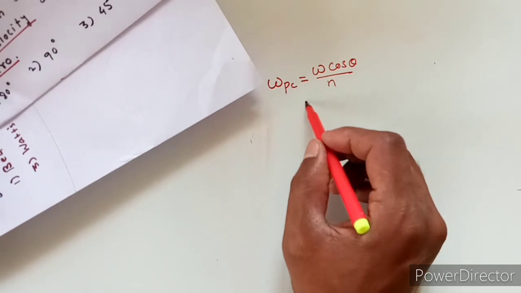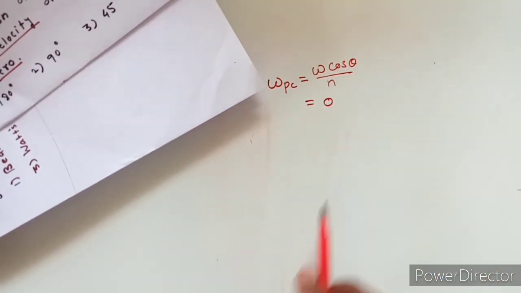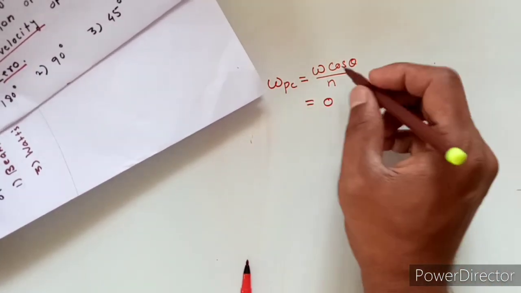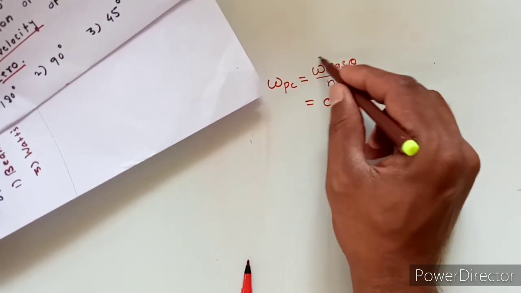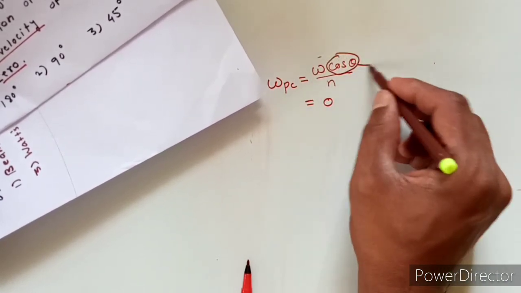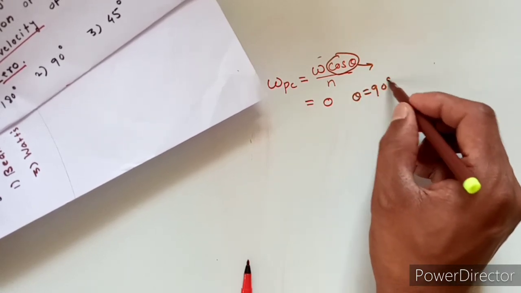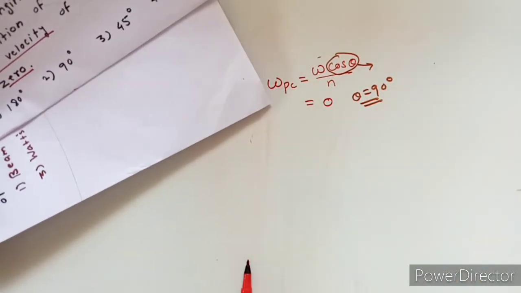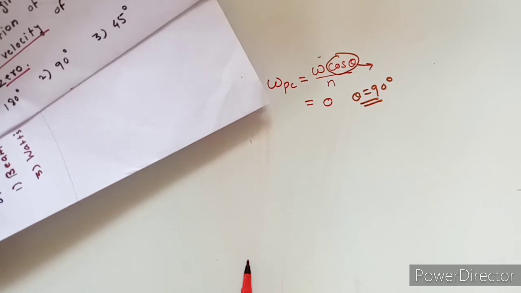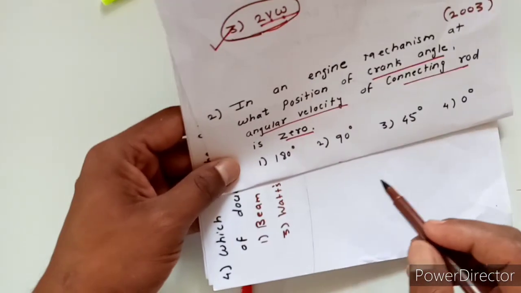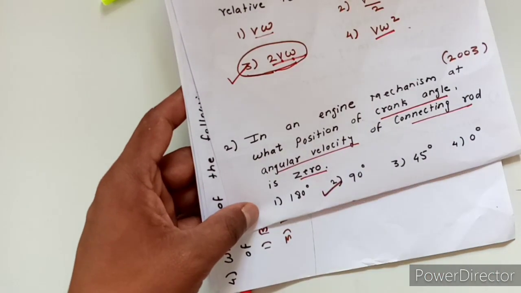Now omega PC will become 0 when this side becomes 0, and this will become 0 when cos of theta is 0, and we know that cos of theta is 0 when theta is equal to 90 degrees, because cos of 90 is 0. So the correct option is option number 2, that is 90 degrees.